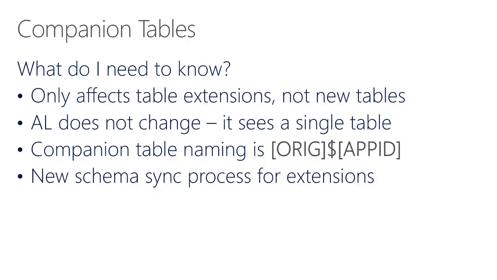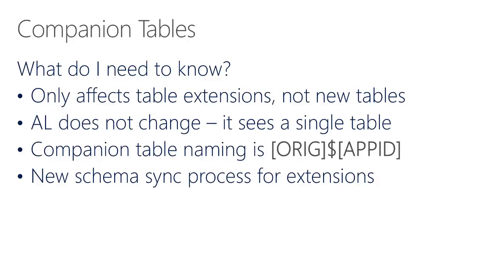So if I create a variable based on the customer table, that favorite book number will be a field that you can program against, like instantly. And the companion table's naming is original $app ID. So the new schema sync process for extension adds the companion table, and it'll call it customer dollar and then app ID.